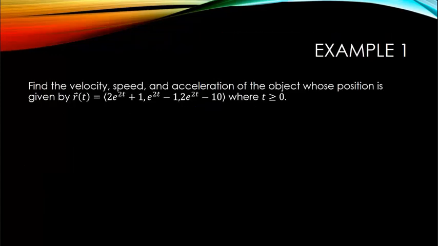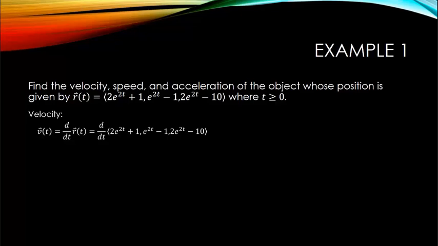So let's work an example. I want to find the velocity, speed, and acceleration of an object whose position is given by the vector with components 2e to the 2t plus 1, e to the 2t minus 1, and 2e to the 2t minus 10, where t is greater than or equal to 0. I have the position function.